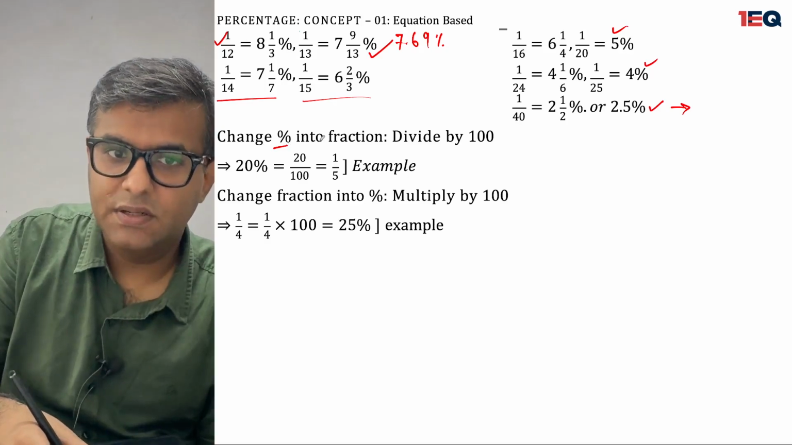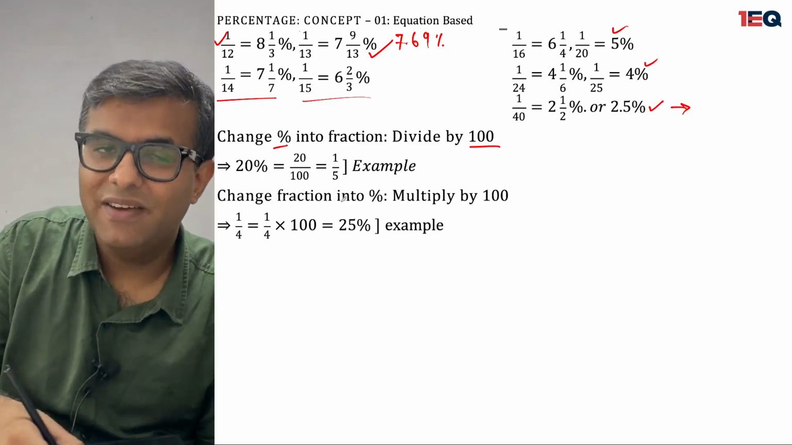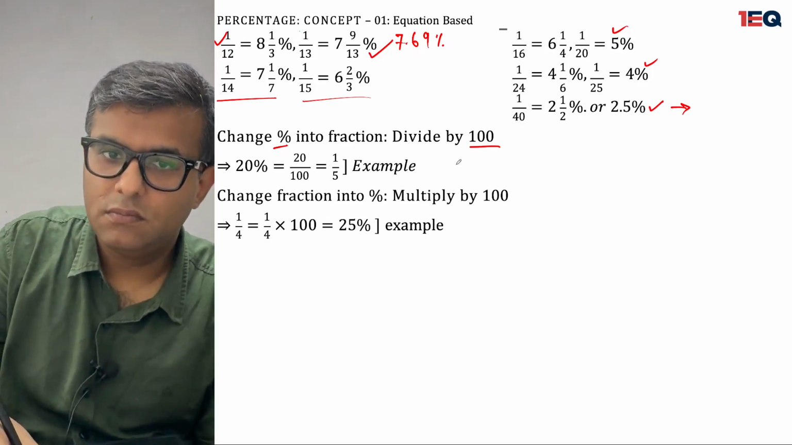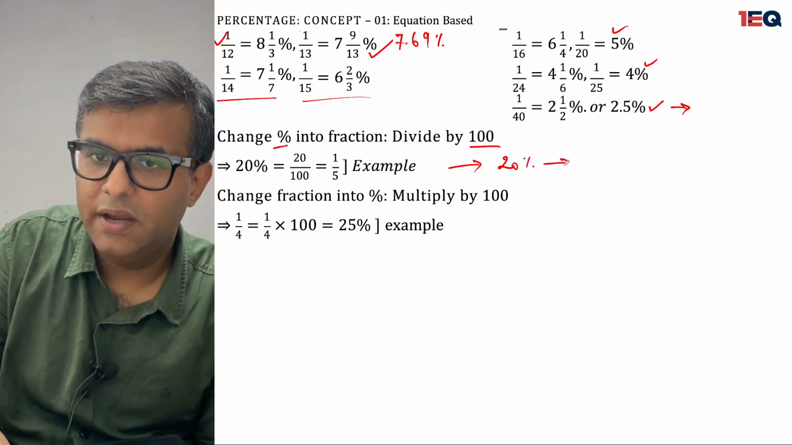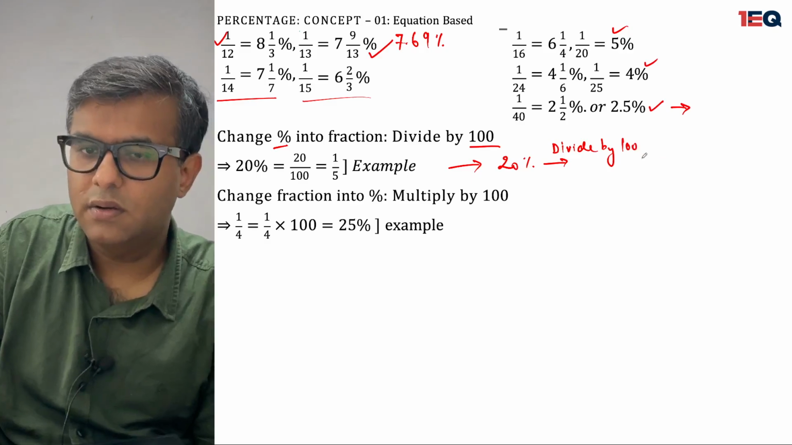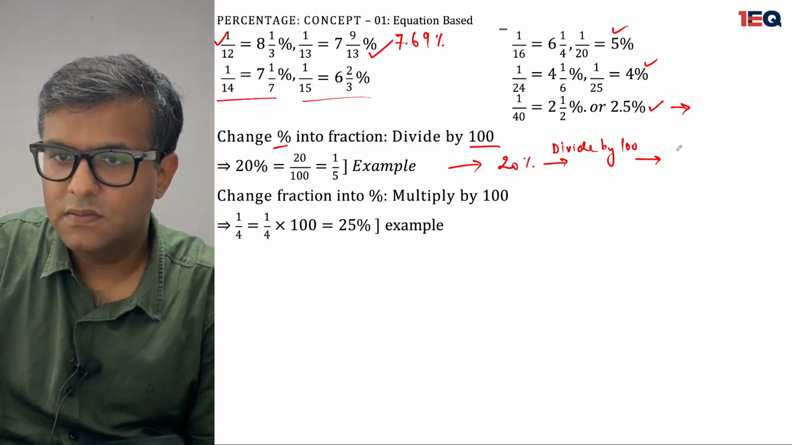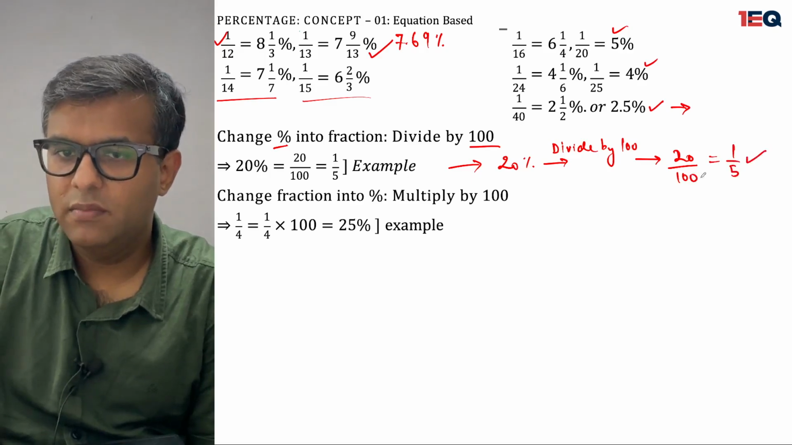To change percentage into fraction, I divide by 100. But when I want to change a fraction into percentage, then I multiply by 100. If I wish to remove the percentage symbol, then I divide by 100. So 20% is 20 divided by 100, which is equal to 1 by 5.